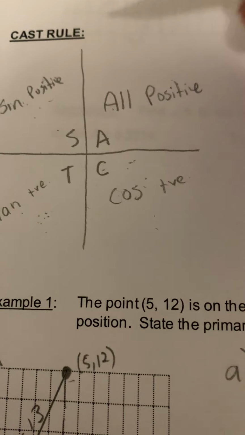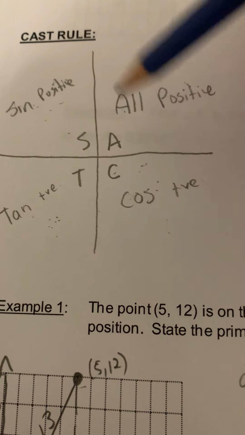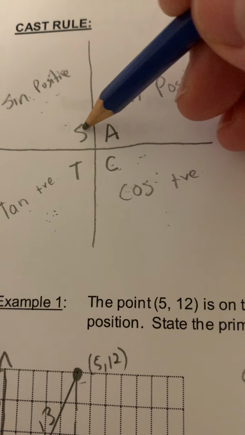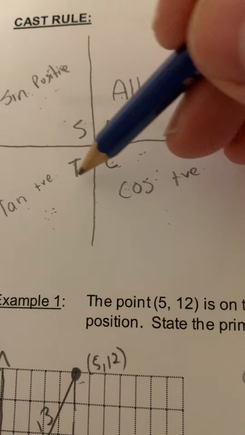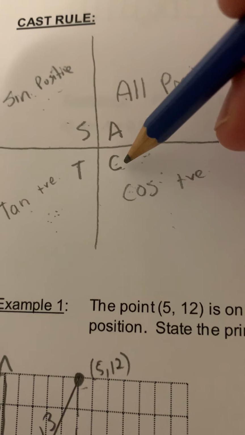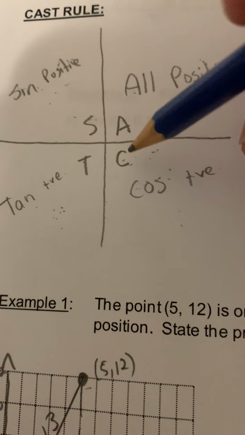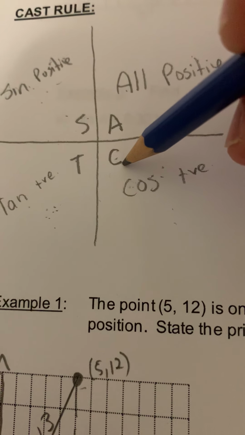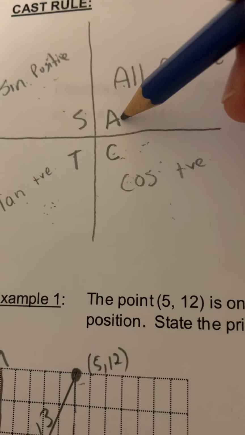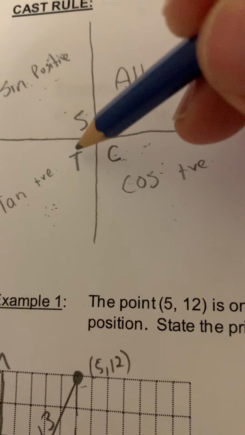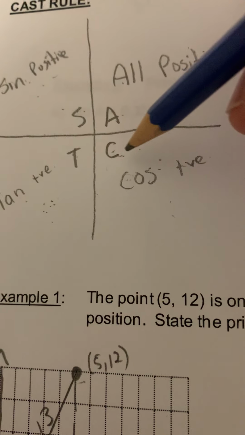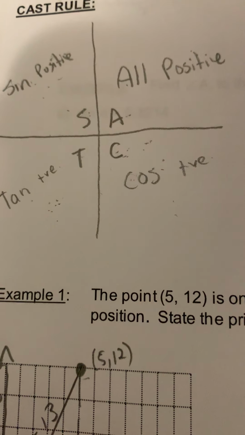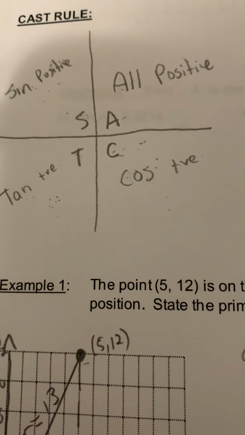So this creates what we call the CAST rule. So C is positive, so C, A, S, T. CAST is the acronym. It's just a quick way to remember. So we start in the fourth quadrant: C, first quadrant A, second quadrant S, third quadrant T. So C is cos, A is all, S is sine, and T is tan. So that is the CAST rule.